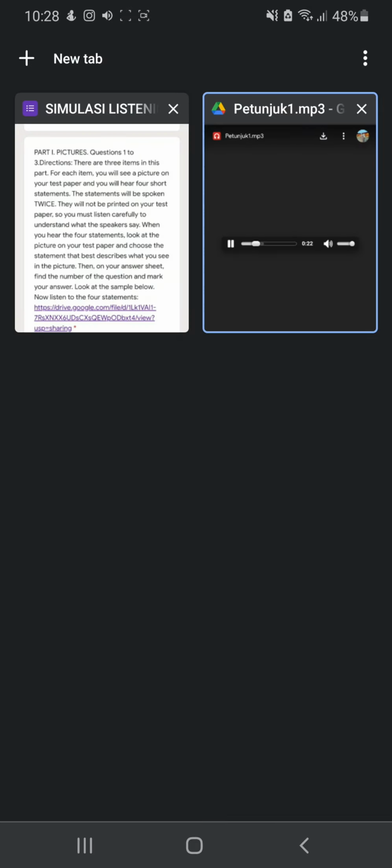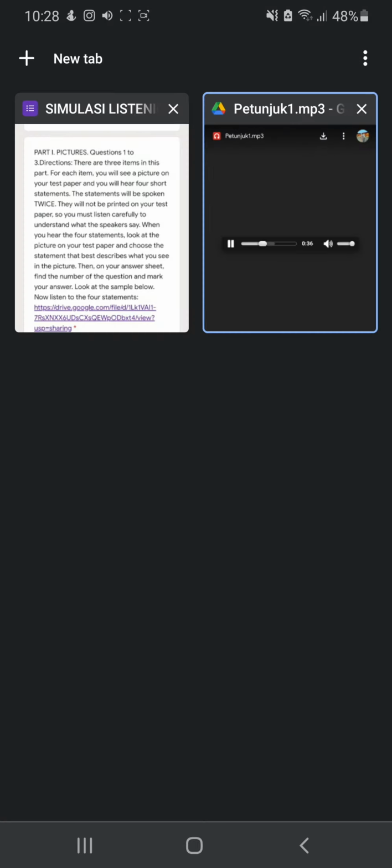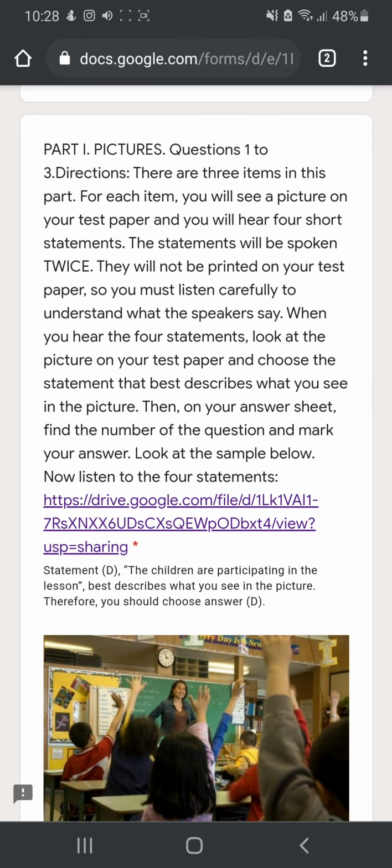For each item, you will see a picture on your test paper and you will hear 4 short statements. The statements will be spoken twice. They will not be printed on your test paper, so you must listen carefully to understand what the speakers say.